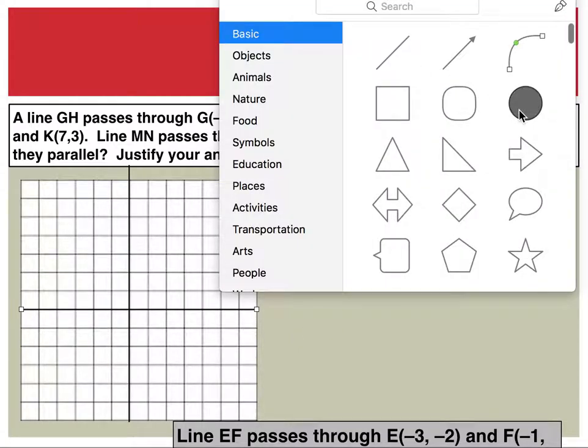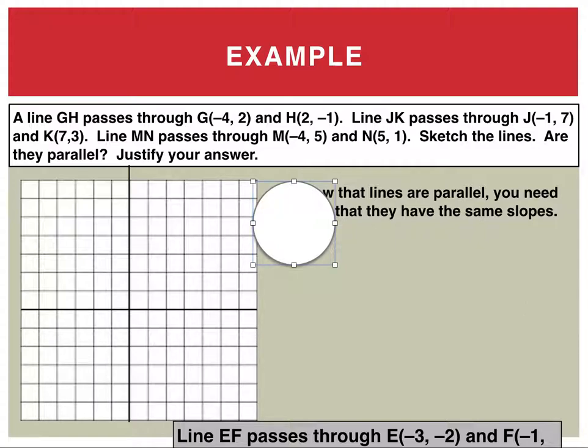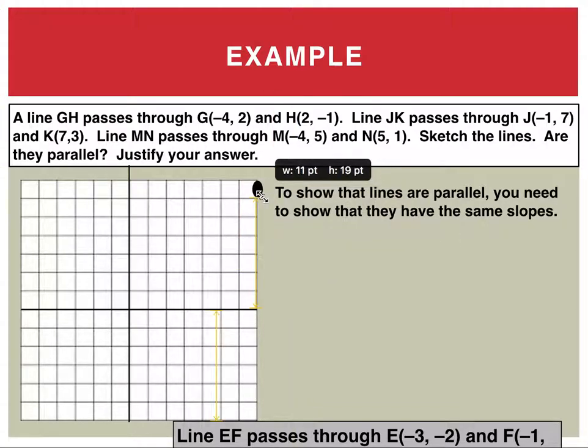I'm going to draw a little circle there. We'll do these points all one at a time. So G, -4, 2 would be right here. Okay, that's G, -4, 2. And H, 2, -1. So if I put H at 2, -1, there it is. And I'll just put a line between them.